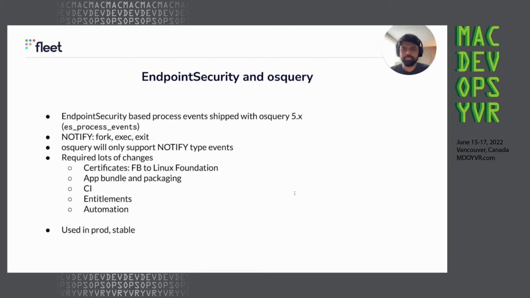So with the introduction of endpoint security in Osquery, this implementation required a lot of changes. Osquery was also going through a transition. We had to change out the certificates from Facebook to Linux Foundation. Osquery is a command line tool, so we had to figure out how to create a shim app bundle on top of it. We had to figure out packaging with provisioning profiles. We had to update the CI. We had to get the entitlements, code signing, and notarization working. We had to automate it all.